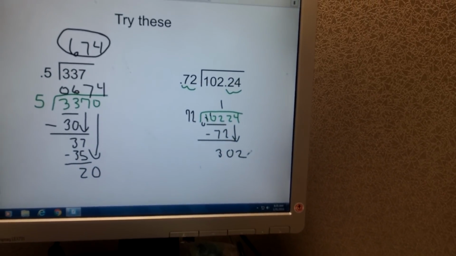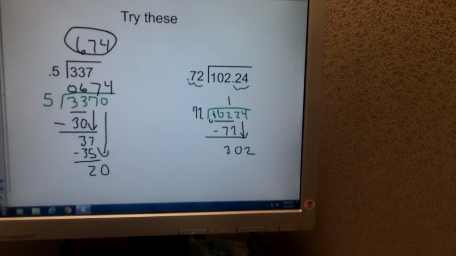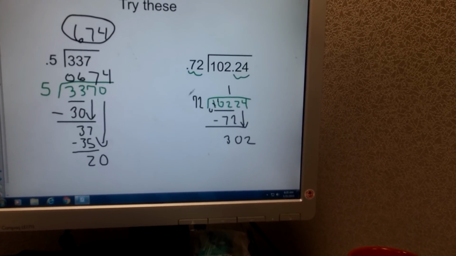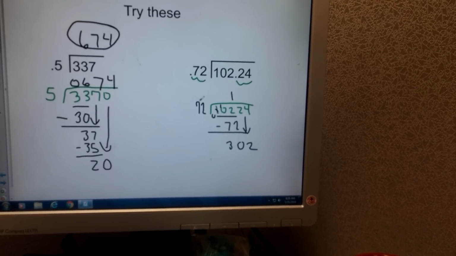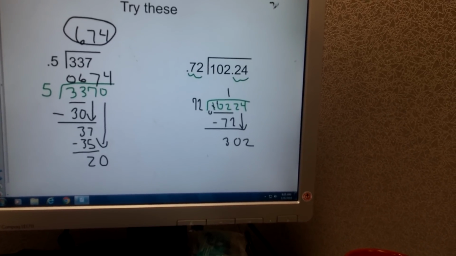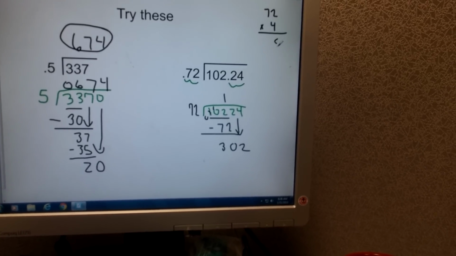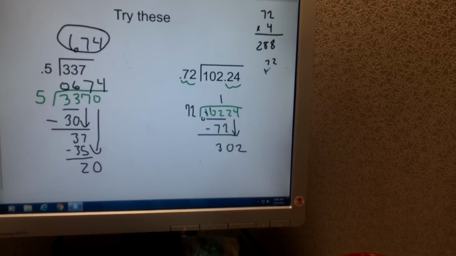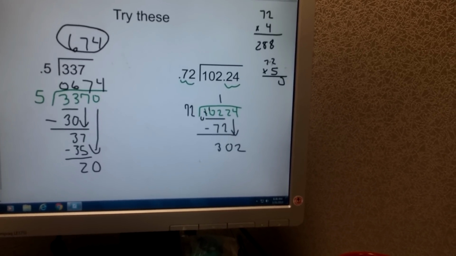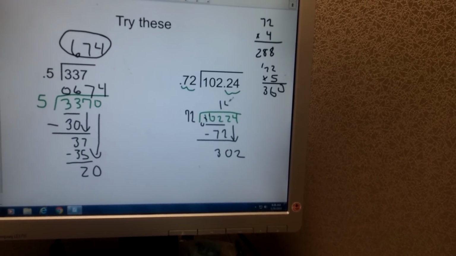That's going to be pretty tough. So I'm going to estimate. So I know this is about 70. And I know 7 times 4 is 280. 7 times 5 is 350. So I'm thinking that I'm going to be able to get 4 groups in there. 288. Let me do 72 times 5 and just see where we wind up there. Yeah, that's 360. That's too many. So we can get 4 groups in there.